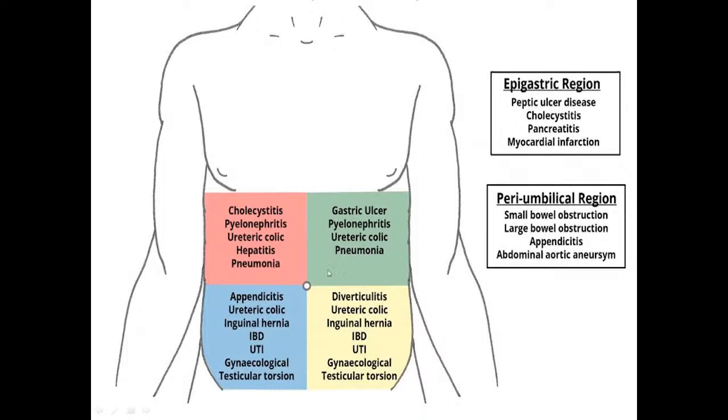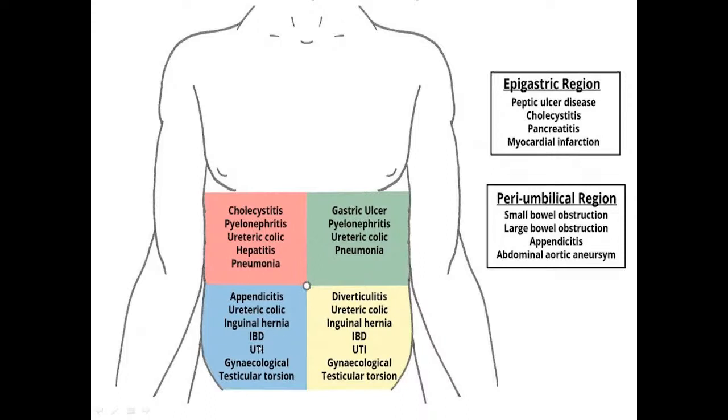Periumbilical region here. You can see my arrow, and I show you the area of the periumbilical region. Here you can see the symptoms of small bowel obstruction, large bowel obstruction, appendicitis, and abdominal aortic aneurysm in the periumbilical region.